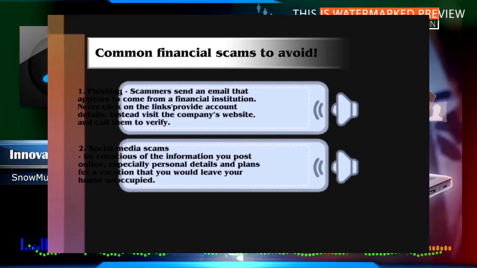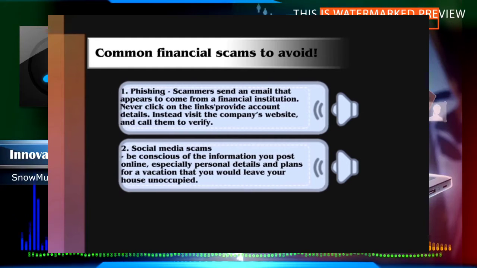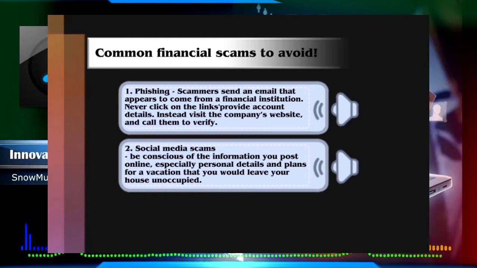Here are some of the common financial scams along with ways to identify them early and how to protect oneself from being victimized. So the first one is phishing.